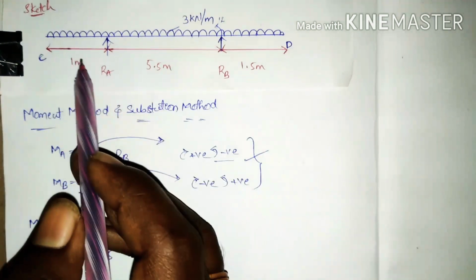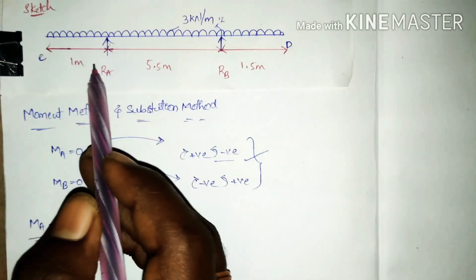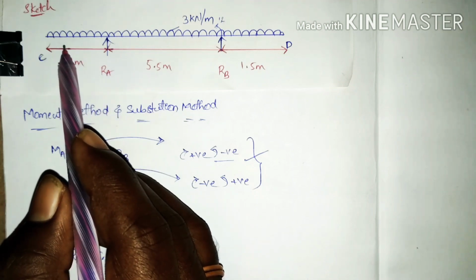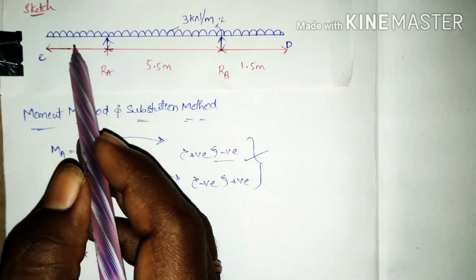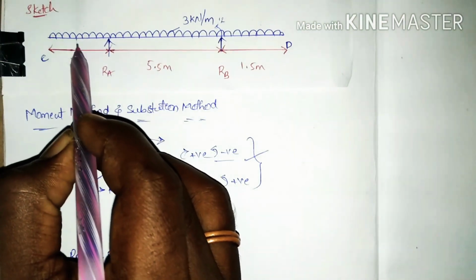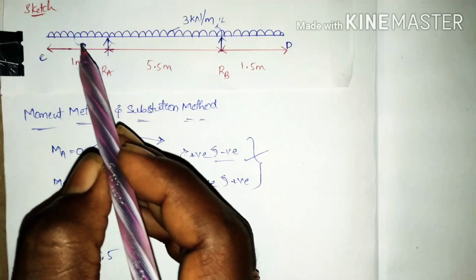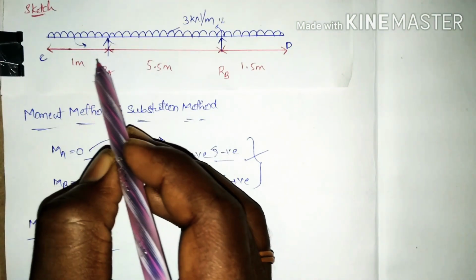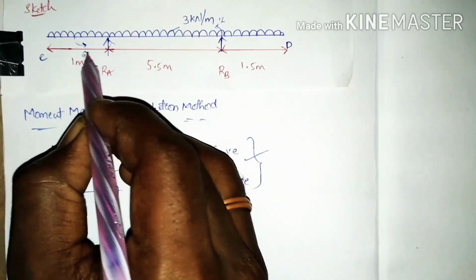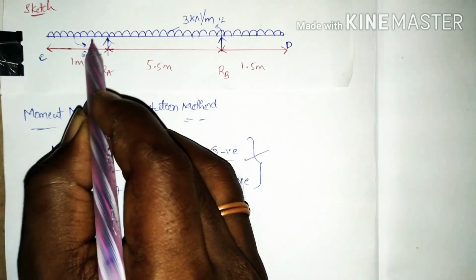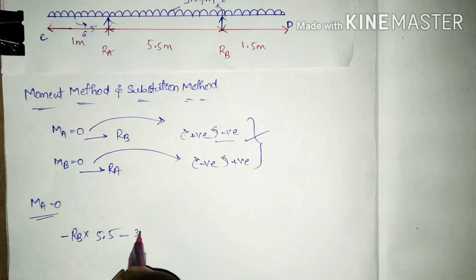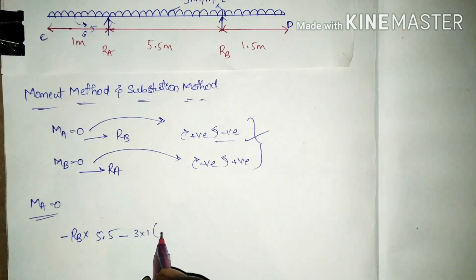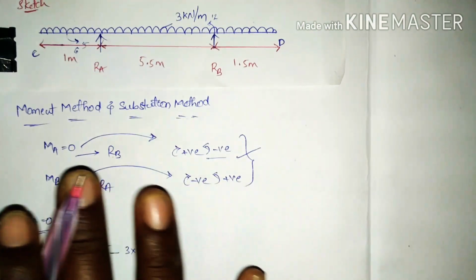Next, the UDL to the left of the RA reaction: 3 kilonewton per meter is acting for a span of 1 meter, taking the moments in the anti-clockwise direction, so it is negative: 3 into 1, taking the moment from the mid span, that is 1 by 2.